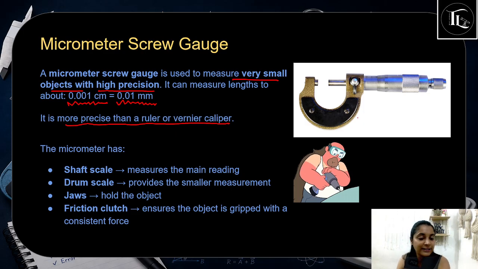Now in the micrometer, we can see that we have a shaft scale where we need to measure the main reading, and we need to measure the drum scale that will give us the smaller measurements. We have the jaws to hold the object and a friction clutch to grip the object.